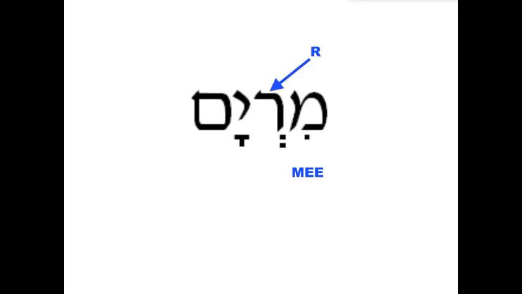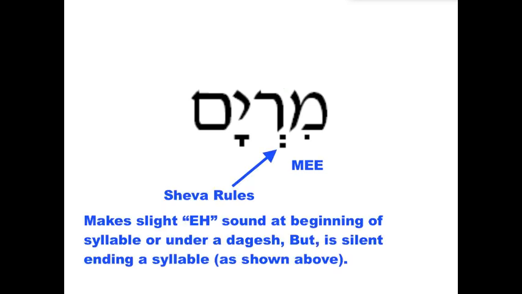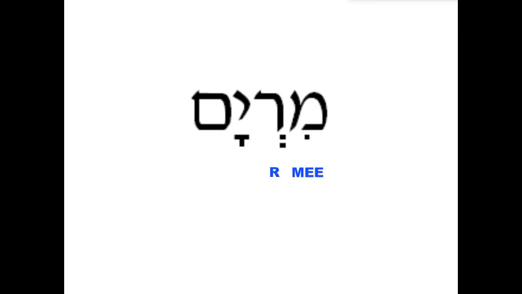We've not had the second letter, the resh, but it has the R sound, like a Spanish R. The resh has a sheva underneath it, and we haven't talked a lot about the sheva, but it makes a slight sound at the beginning of a word or syllable. But here it is at the end of a syllable, so it's silent. We also vocalize the sheva when it's under a letter with a dagesh. So here we only have the r sound. So the beginning of the word is mir.